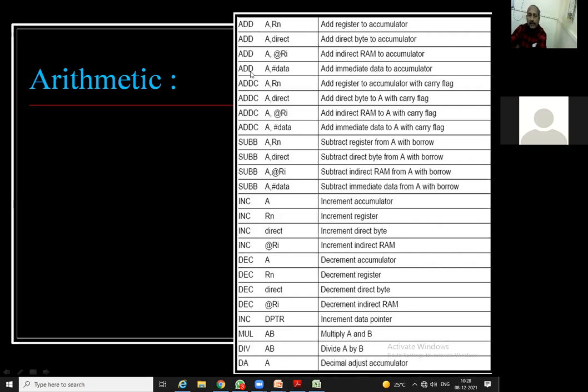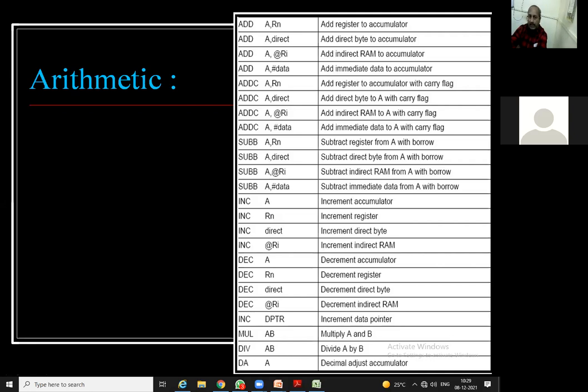add. So this has the same add mnemonic. It is called a mnemonic. And after that, the opcodes are here: A comma Rn, A comma direct, A comma @Ri, A comma #data. So they are referring to the different addressing modes. Got it? All these operations are done with the A.